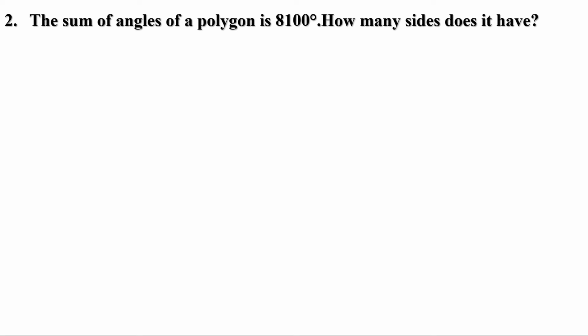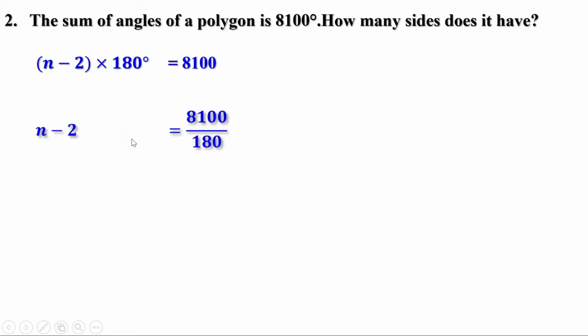Second question. The sum of the angles of a polygon is 8,100 degrees. How many sides does it have? We have to find the number of sides. Let it be n. When the number of sides is n, then the sum of the angles is (n minus 2) into 180 degrees. Given that the sum of the angles is 8100 degrees, we can write (n minus 2) into 180 degrees equals 8100 degrees. Now let us find the value of n. For that, let me take 180 to the other side. Then I can write n minus 2 equals 8100 divided by 180.